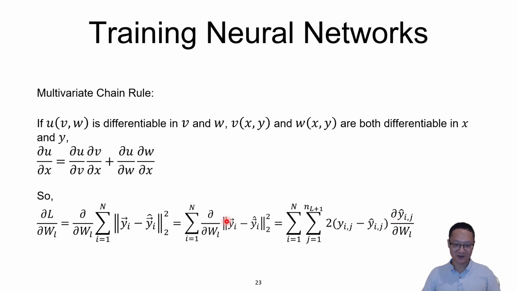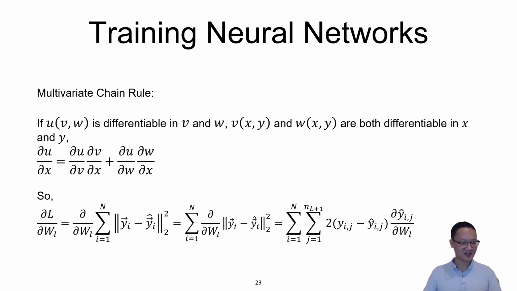After we take the derivative of the outside function, which is a square function, we need to take the derivative of the remaining variable with respect to the variable that we want to take the derivative of, WL. I think we've seen this already. Previously, this part was easy because we had a linear model, but now this part is kind of hard. It's a neural network.